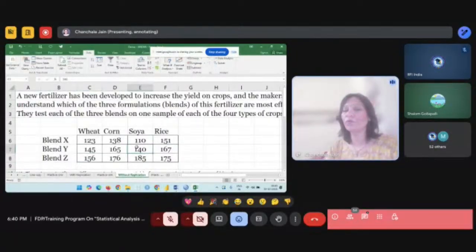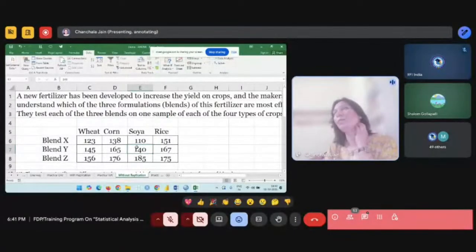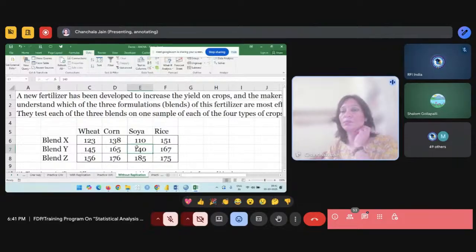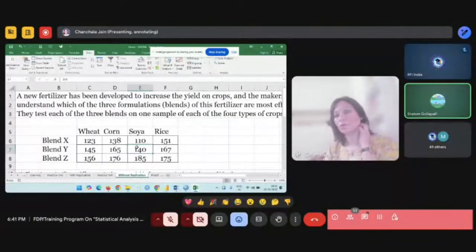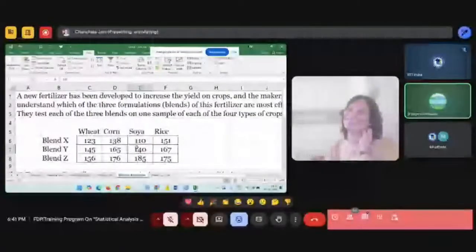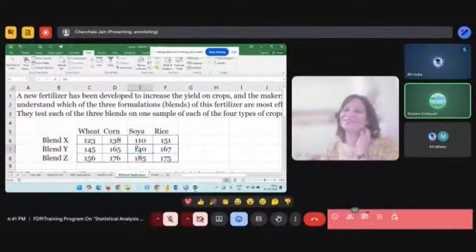I do not want to say much on this. I want to ask you, can you now identify how many variables are given in this particular problem and which are the variables according to this table? Fertilizer, crop type, and interaction between fertilizer and crop type.